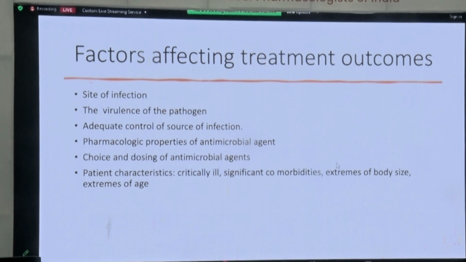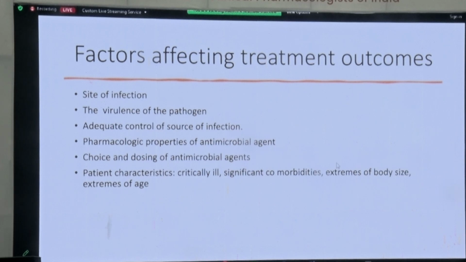Adequate source control of infection is very important, especially when the patient has pus in different body parts. You have to drain the pus. Without draining pus, even if you give a proper dose-optimized antibiotic treatment, it is not going to help the patient much. Then the pharmacological properties of the antimicrobial agent. You may have the culture sensitivity report with you, and now the patient has a skin infection. You need an antibiotic which is highly lipophilic. So even though you have the culture sensitivity report, you have to choose an antibiotic which penetrates tissues more if you have options to treat skin infection.